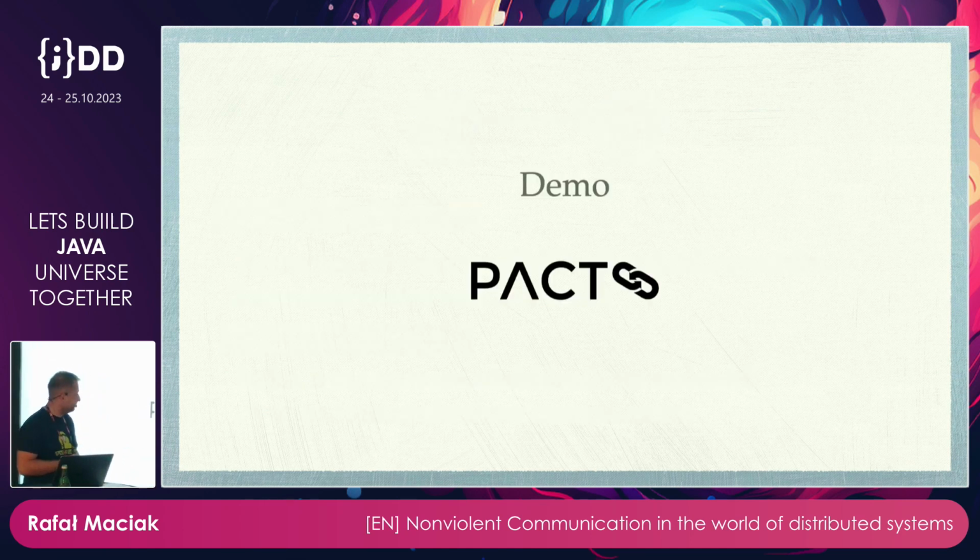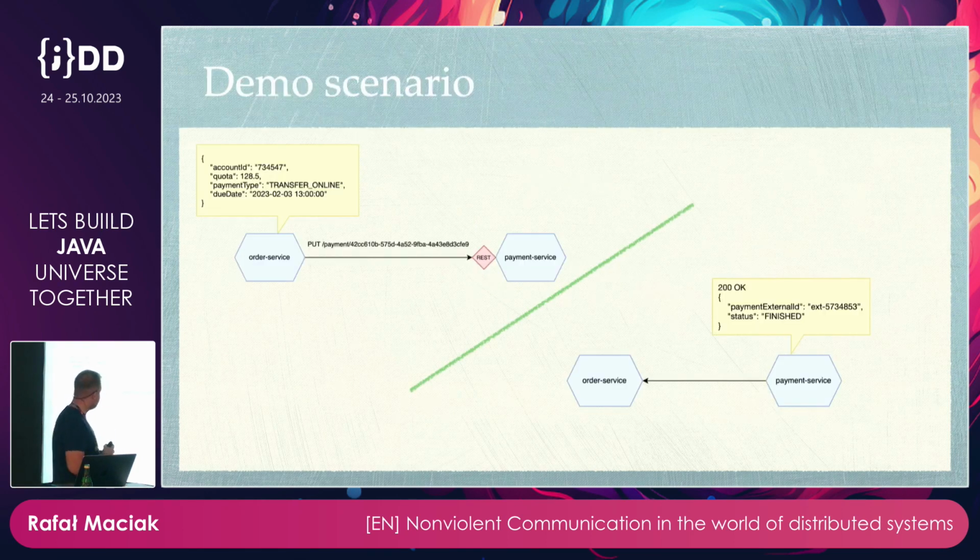Now it's time for the demo. Today I will present the Pact framework, which is one of the well-known frameworks. And just a recap of the demo scenario. We have the REST API of the payment service. It's an HTTP PUT with a specific path, and we have 4 fields in the body. I will be testing the happy path scenario, so we expect 200 with 2 fields in the body of the response.